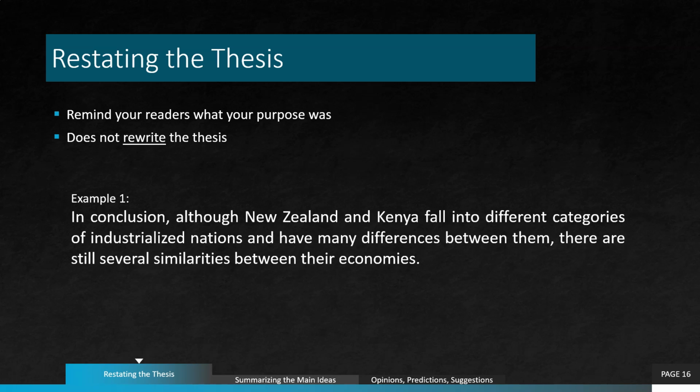So, as an example, in conclusion, although New Zealand and Kenya fall into different categories of industrialized nations and have many differences between them, there are still several similarities between their economies. This summarizes the thesis statement and restates it in a similar way that reminds the reader what the purpose of the text was.